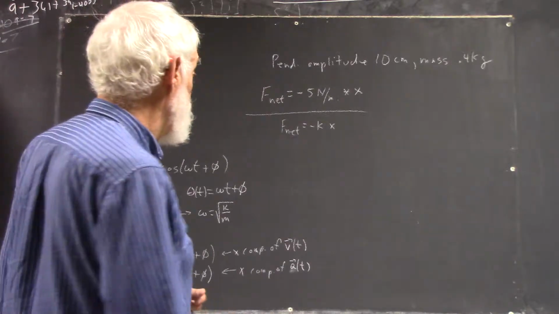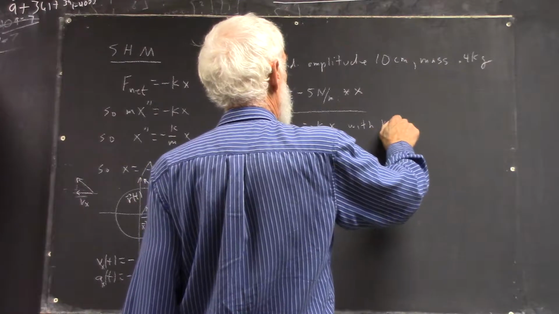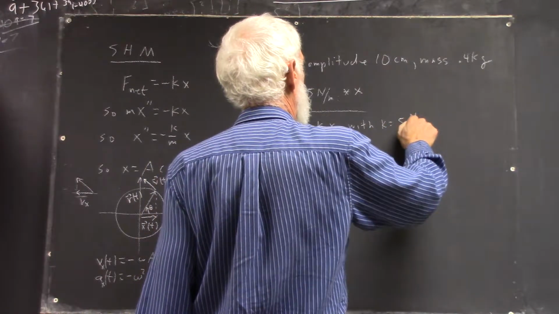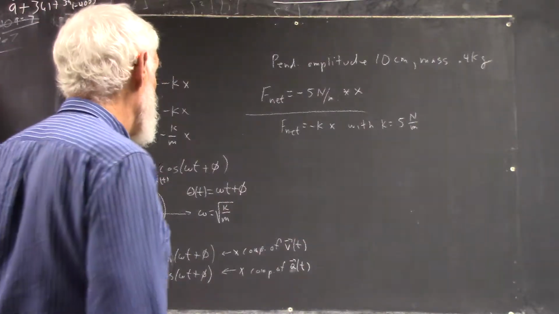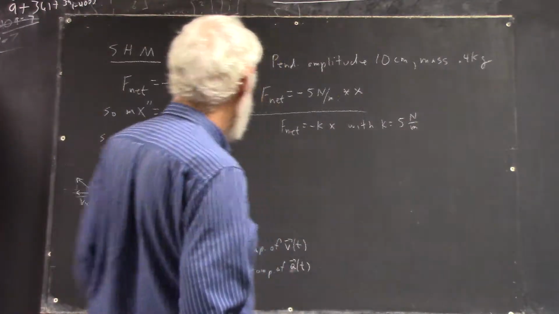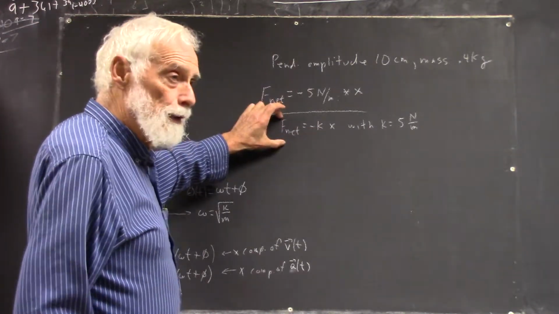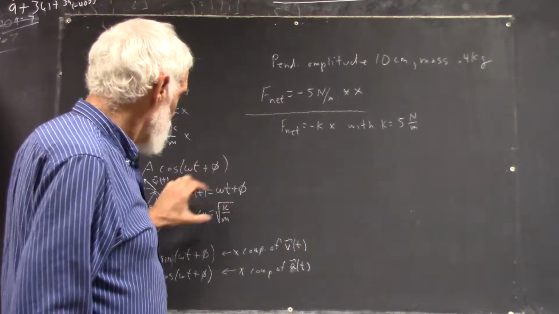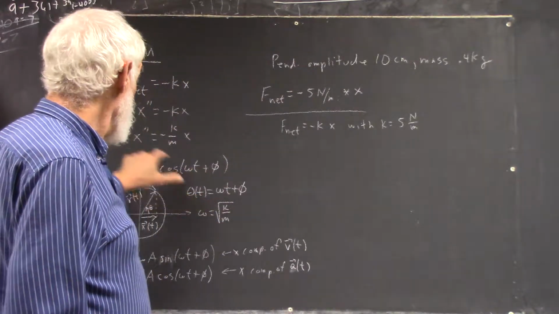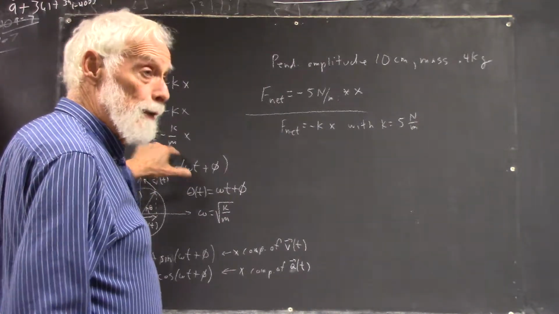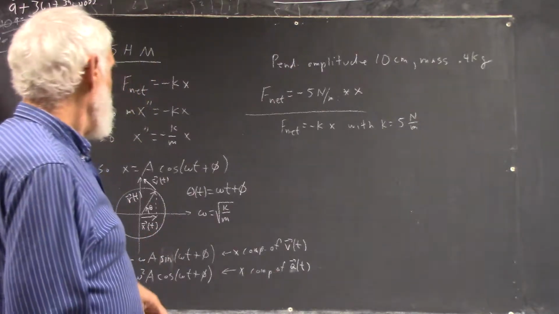F net equals negative kx, with k equal to 5 newtons per meter. Okay? So we really want to focus on this. It's the most important thing you can see. And this relationship, omega equals square root of k over m, is easy to understand if you verify this differential equation. You see that that's what it has to be.